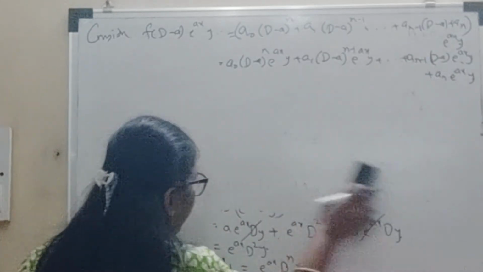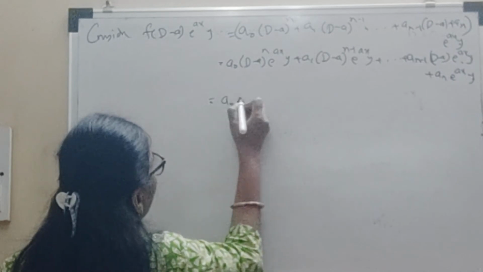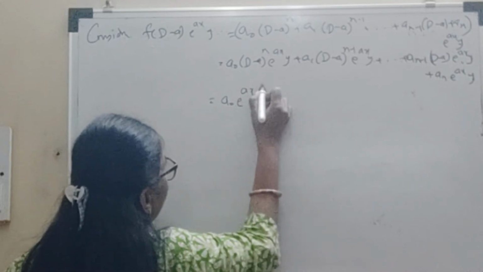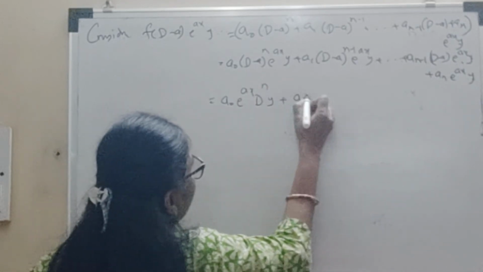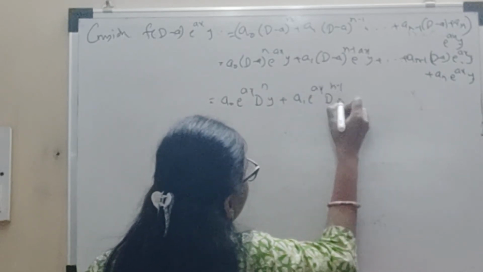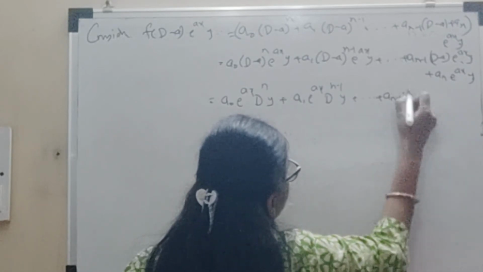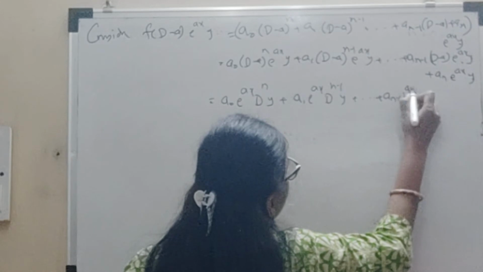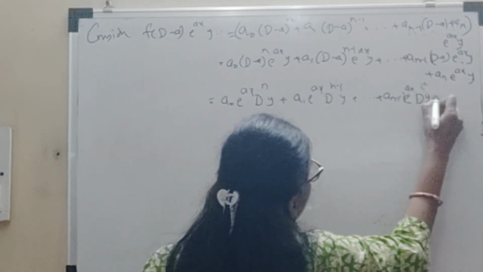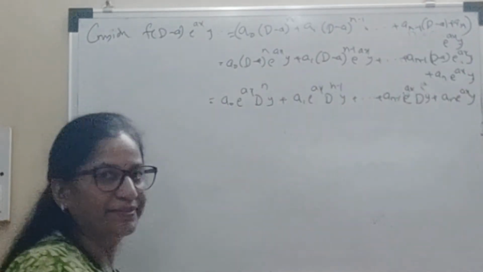So applying the result that we obtained, that is nothing but a0·e^(ax)·D^n y plus a1·e^(ax)·D^(n−1) y plus so on, plus a(n−1)·e^(ax)·Dy plus an·e^(ax)·y. The last term is as it is.